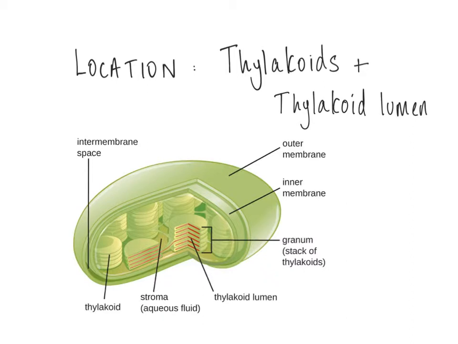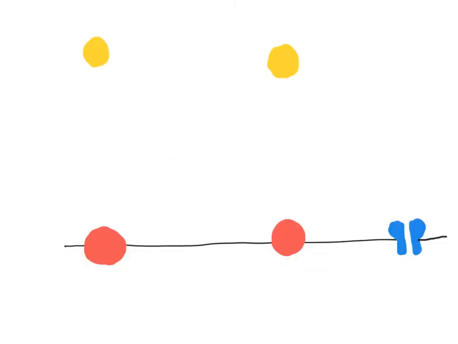So where does this take place? It takes place in the thylakoids and in the lumen of the thylakoids, so it's in these sections here, on and within the membrane and membrane sacs. So what is this picture? Well, the black line represents the thylakoid membrane. Then the red blobs are what we call the photosystems. So this is photosystem 2, and this is photosystem 1.